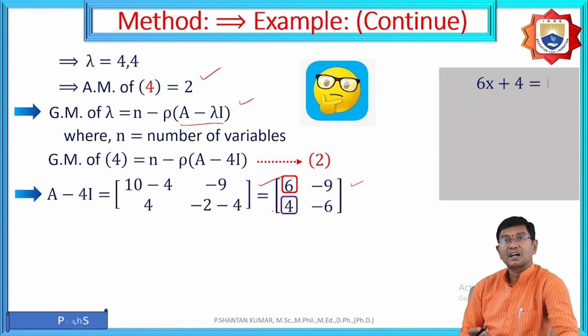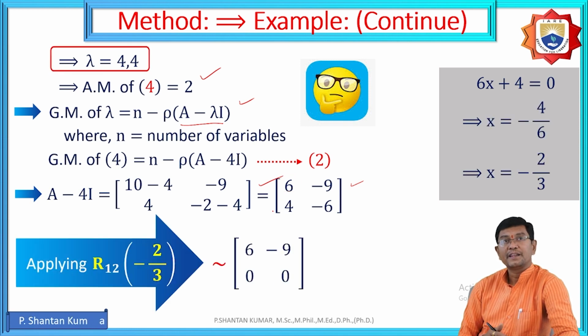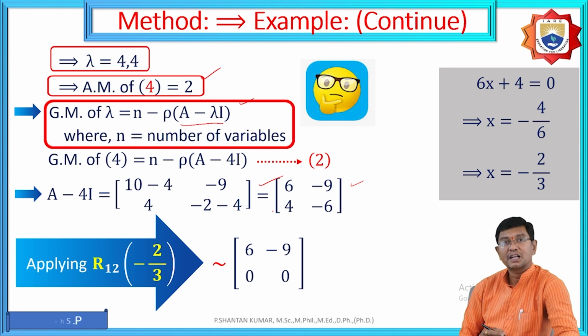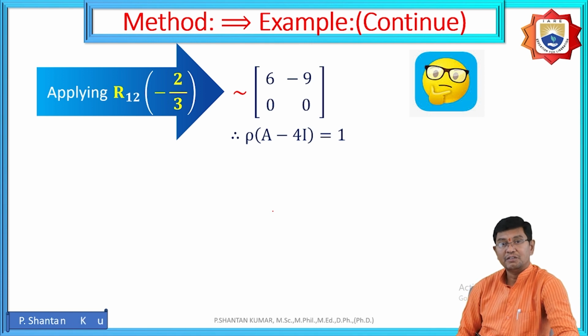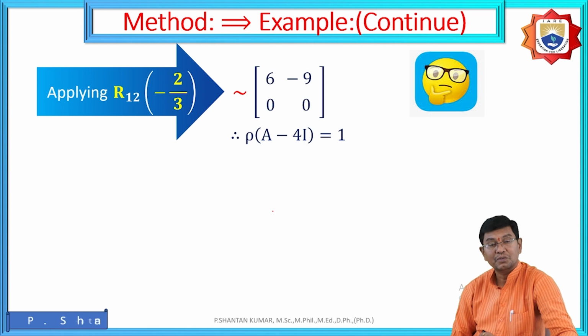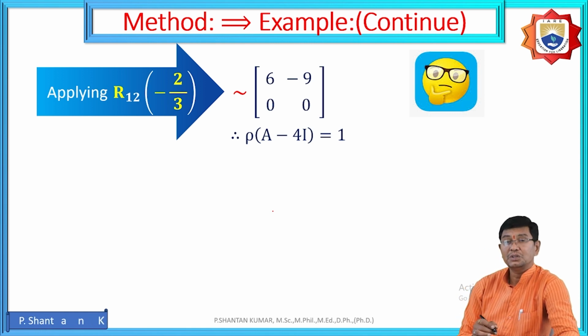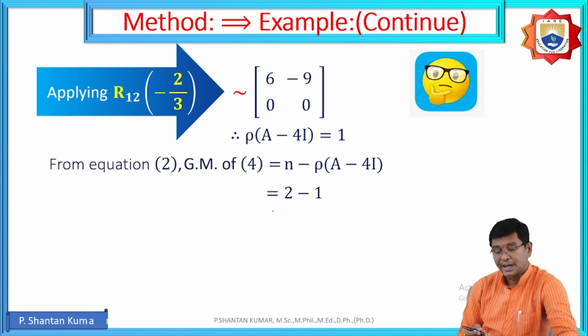Therefore, we need to check the equations based upon this. The rank of A minus 4I is equal to 1. But we need to find n minus the rank of A minus 4I, and n means the number of variables, which is 2. Therefore, n minus rank of A minus 4I is 2 minus 1.